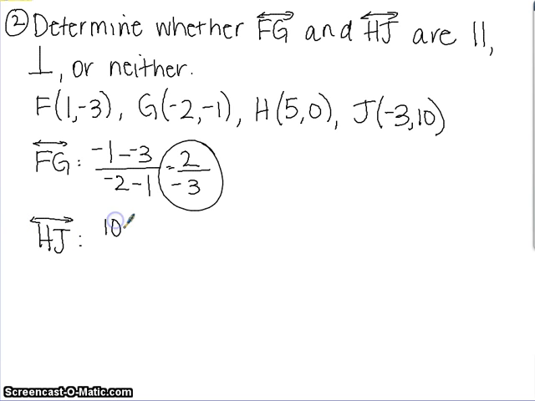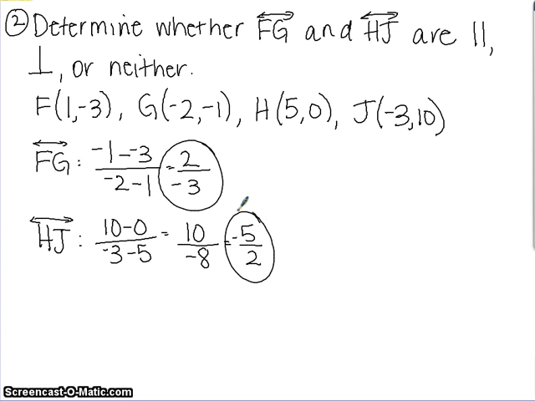So we have 10 minus 0 over -3 minus 5. All right, so that gives us 10 over -8. If we reduce that, it looks like we get -5/2. Well, they're not the same, so they're not parallel. They are not opposite reciprocals, so they're not perpendicular. So this is an example of neither. So these are just like two random lines on the coordinate plane. Okay, so that's one type of problem that you're going to see.